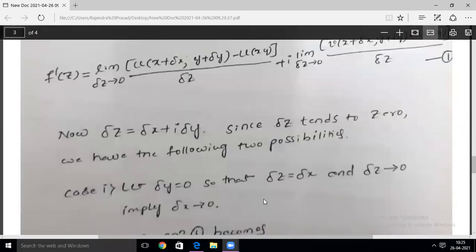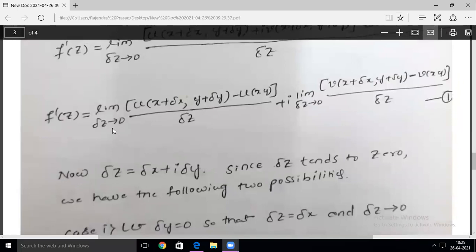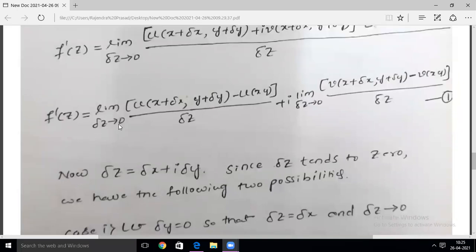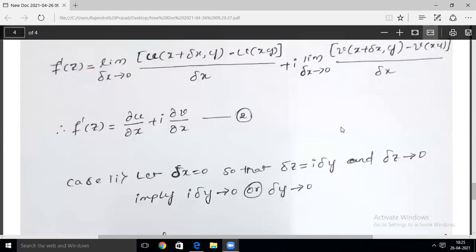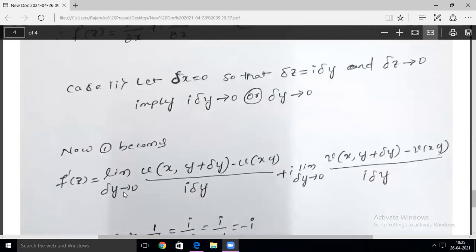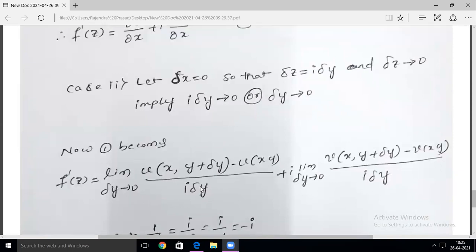So limit delta z tends to 0, here we write delta y tends to 0. In place of delta z we write i into delta y, with delta x equal to 0, right? Similarly delta y tends to 0, in place of delta z we write i into delta y, delta x is equal to 0. So observe carefully here. In f dash of z in equation 1, what has changed: in place of delta z we have i into delta y, and here x plus delta x was there, where delta x is equal to 0, we have to substitute.